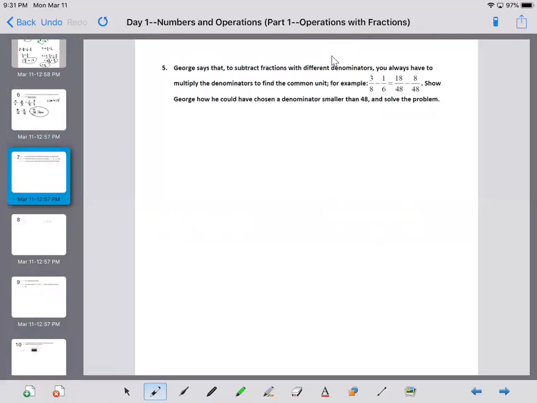George says that to subtract fractions with different denominators, you always have to multiply the denominators to find the common unit. So this 3/8 minus 1/6, sometimes you can do that. It doesn't mean that you always need to do this, because in this case, 8 times 6 is 48. But the LCM would actually be 24.